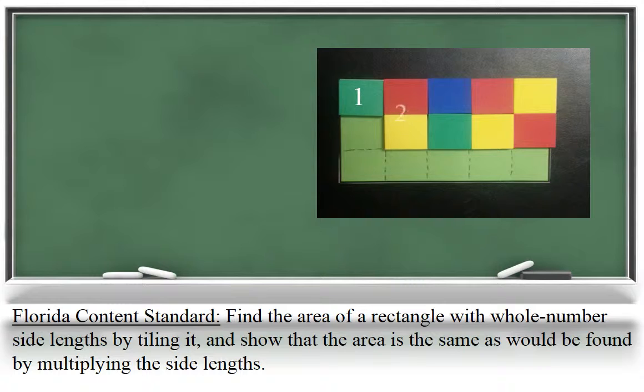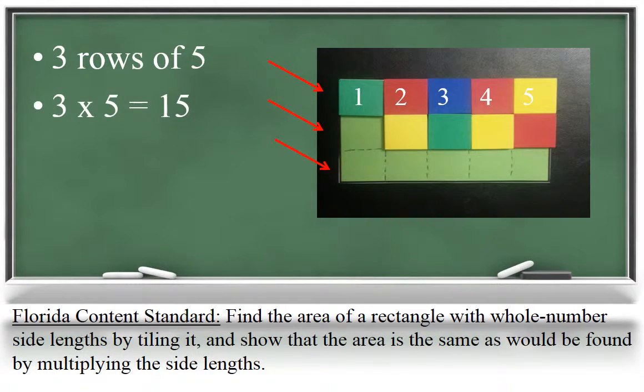So if they find the amount in one row, which would be 5, and then they find the amount of rows, which is 3, they can determine 3 rows of 5 or 3 groups of 5 is 15, and that is related once again to multiplication. So if I just multiply the length and the width, I can determine the area.